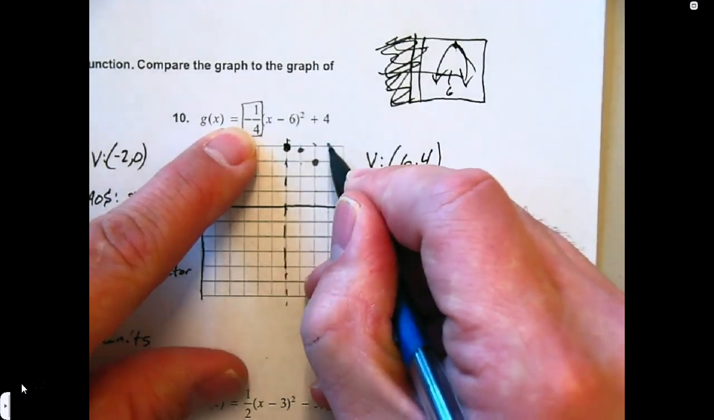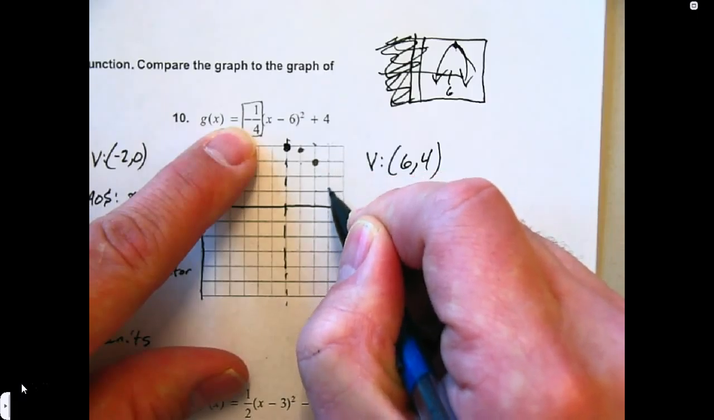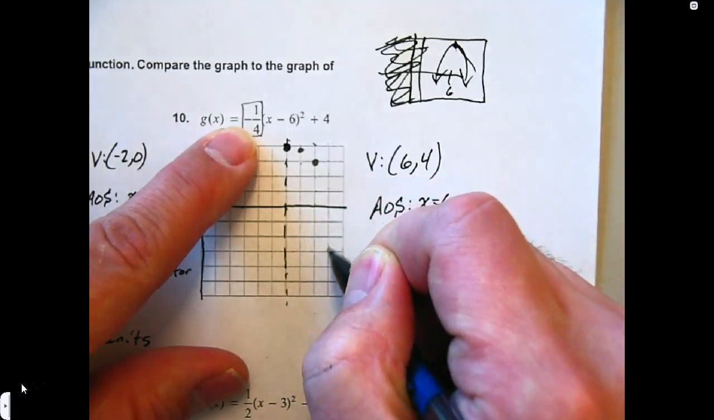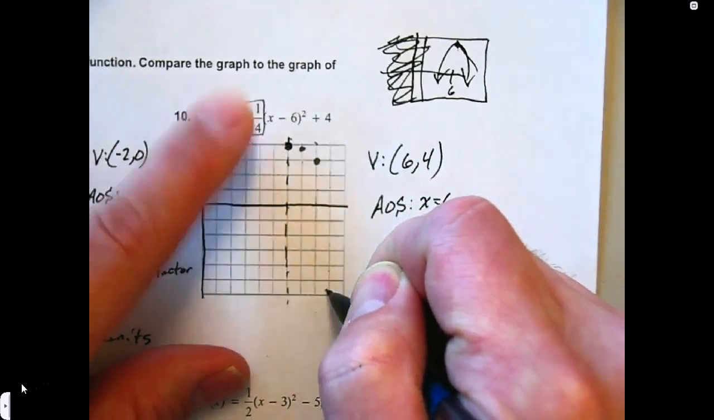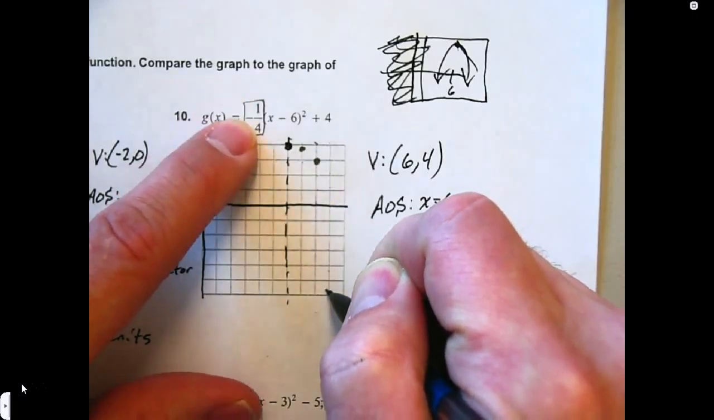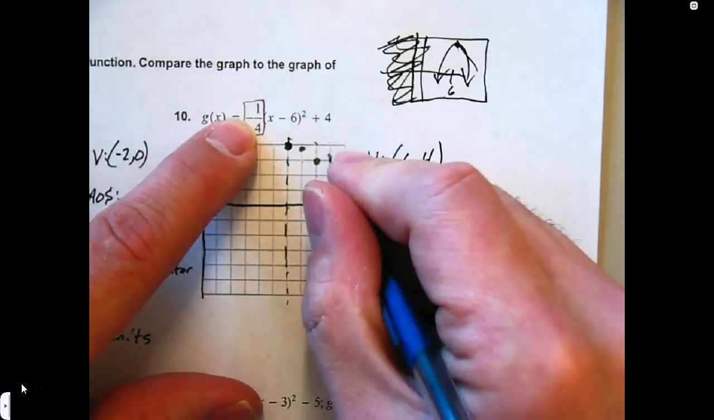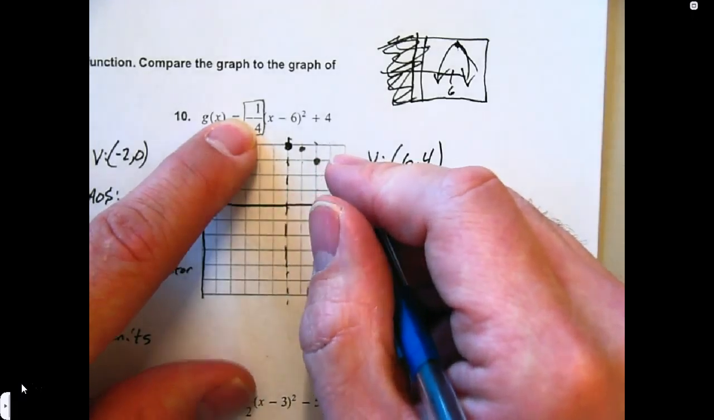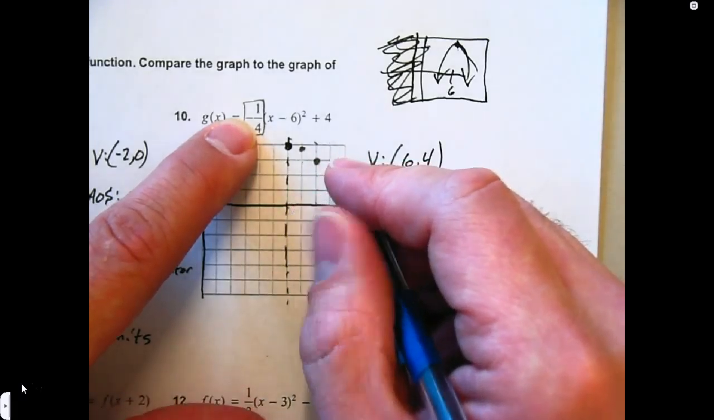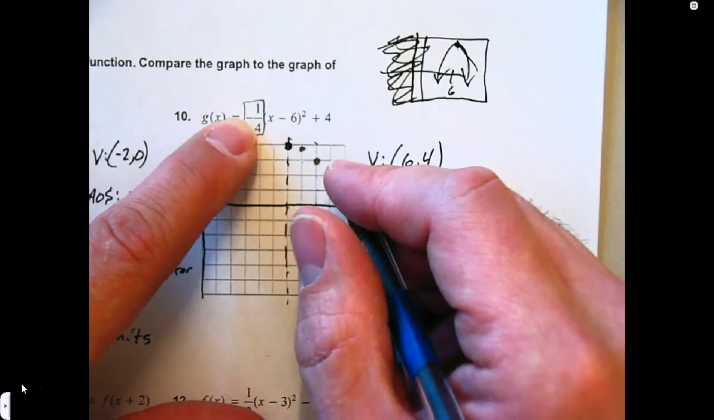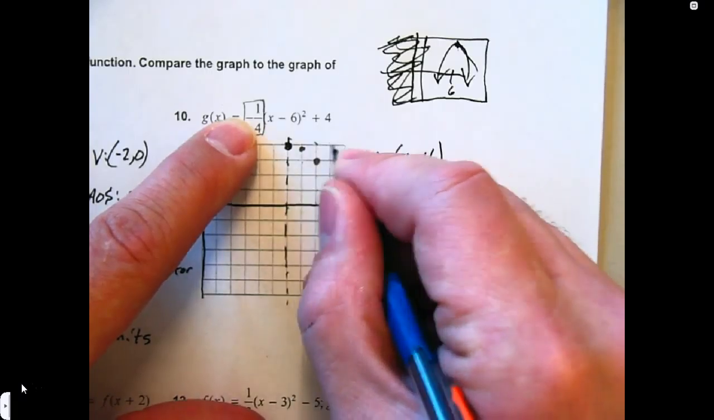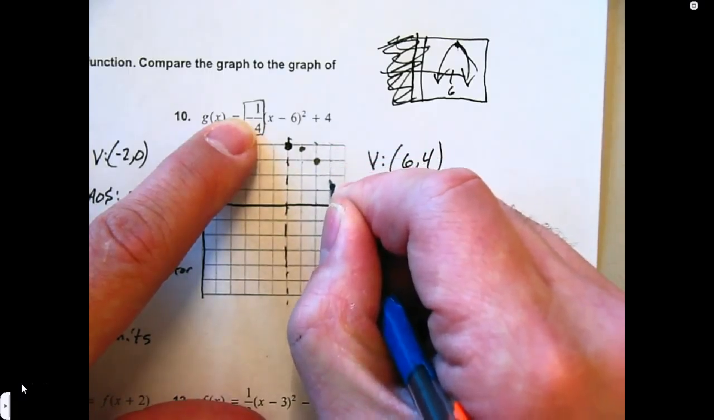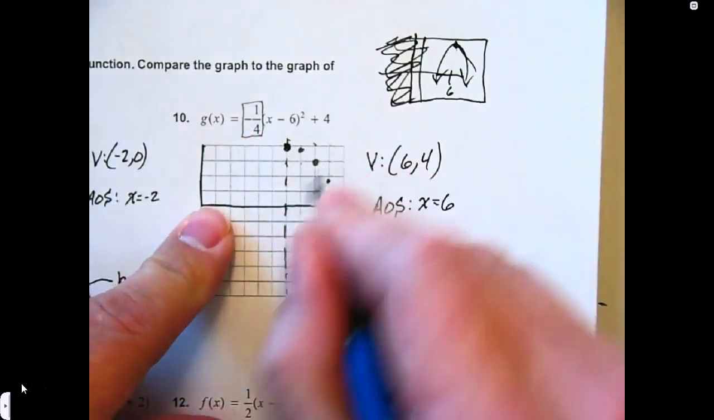So over 3, you usually go down how far? 9. But since it's 9 quarters is? How many have ever had 9 quarters in their pocket? No. 9 quarters is how much money? 25 cents. 2.25. And then reflect your points.